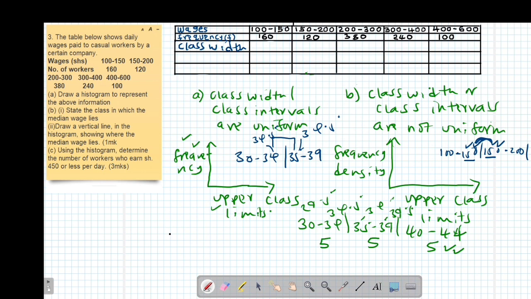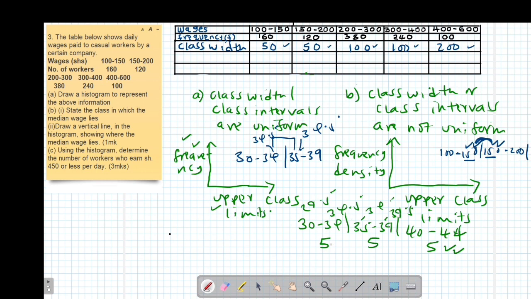Therefore, to find our class width, we'll simply be subtracting the lower class limit from the upper class limit. So this will be 150 minus 100, which gives you a class width of 50. Then this one will be 200 minus 150, which gives you a class width also 50. Then 300 minus 200, you're going to get a class width of 100. Then 400 minus 300, a class width of 100. Then 600 minus 400, the class width will be 200. So you can see clearly that for this case, the class width is not uniform. Why? Because here we are having 50, 50, then here we have 100, 100, then we have 200.